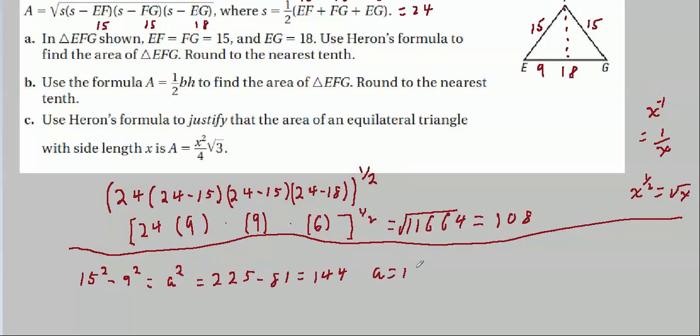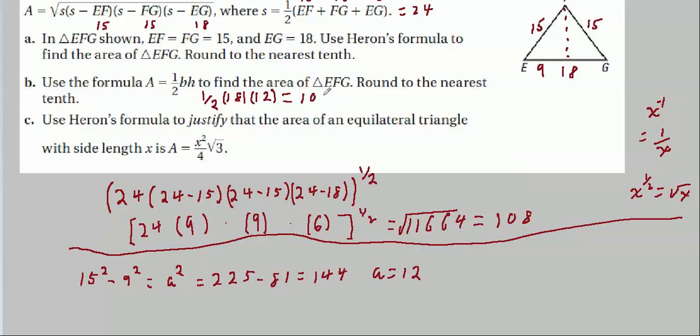That's the height. Now we're going to use 1/2 BH. Heck, why don't I just write it here? 1/2 B, which is 18, and the height, the altitude we figured out, is 12. And of course, if you just do your division right here, you get half of 18 is 9, and 9 times 12, well, we know that's 108.